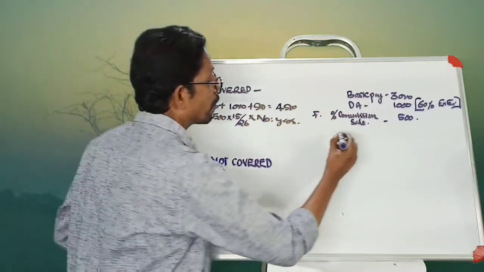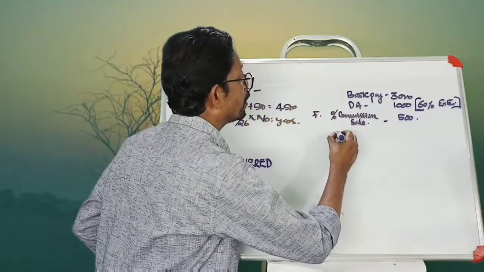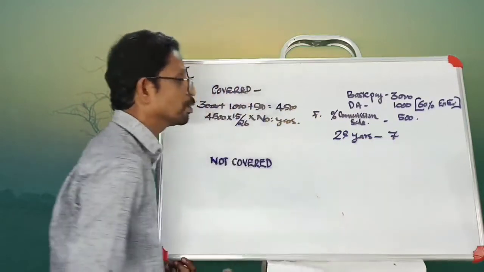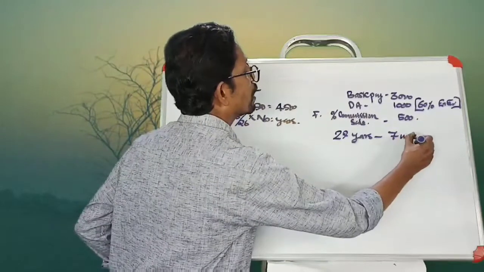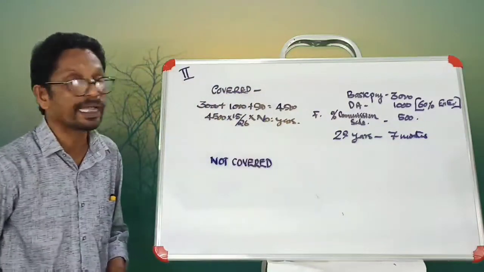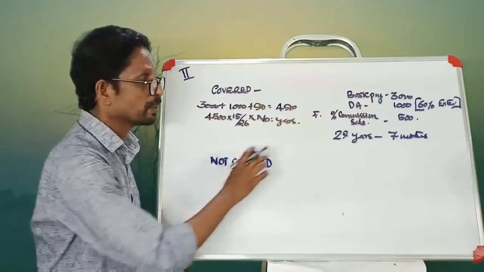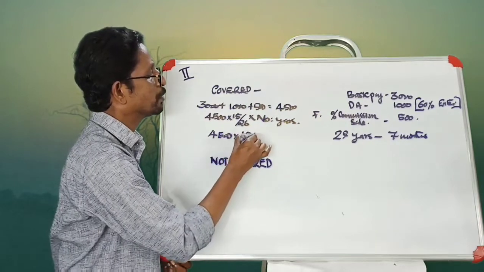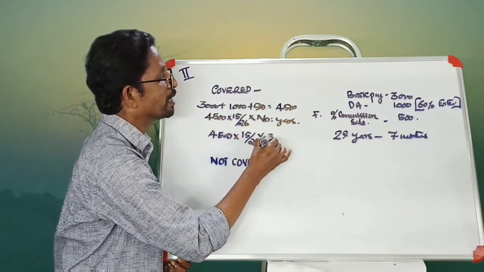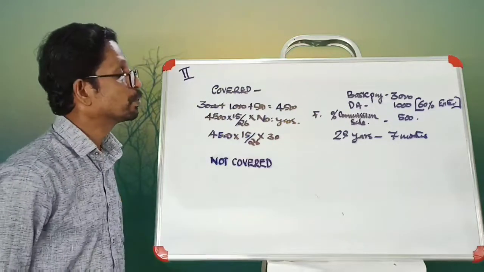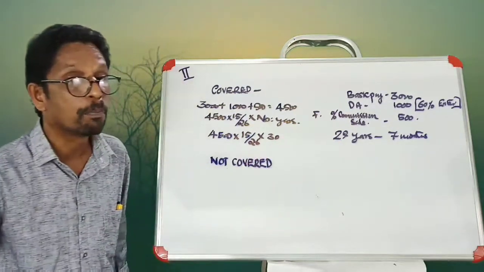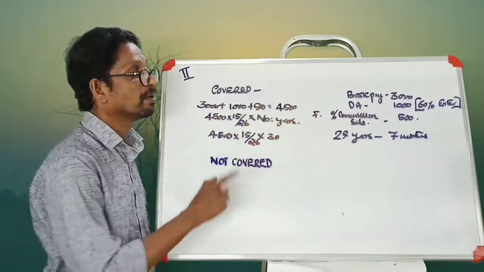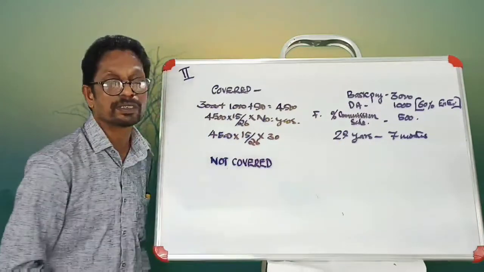One more piece of information. Suppose this person completed 29 years and 7 months of service. So in the first category, we are taking 4,500 into 15 by 26 into 30. Why 30? We said that when a person completes more than 6 months in a year, that particular year will be considered as 1 year. So the total number of years of service is equal to 30.